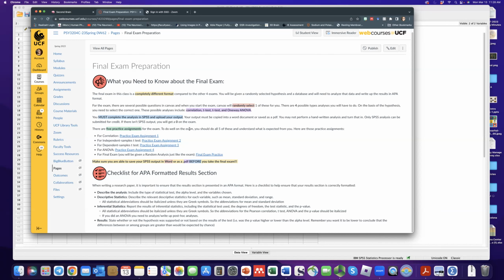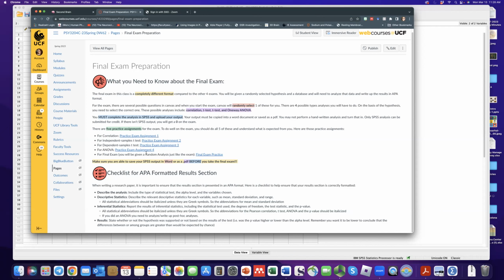And I have like 5 different practice assignments for the exam. So for correlation practice exam assignment 2, I put the links here. They're also linked in the modules, independent samples t-test, dependent. So all of the different kinds of analyses that you would have to do. Right? And so they're all here on this page and linked.